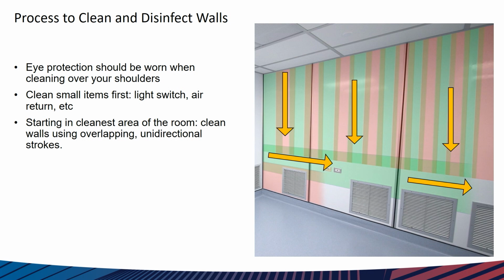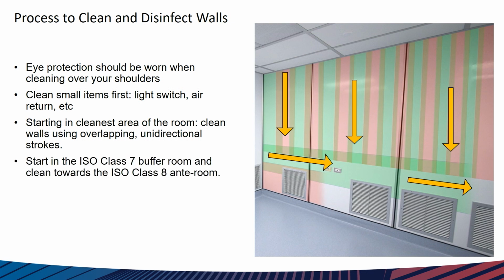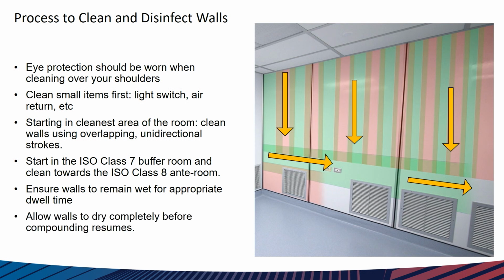We're going to again start in the cleanest area of our room using unidirectional, overlapping strokes, starting in our ISO 7 space, working out towards our anteroom in our ISO 8 space. Make sure, again, your walls stay wet for the appropriate dwell time, and allow your walls to dry completely before compounding resumes. I'm going to use some animations here in just a moment that'll help bring some of this to life.